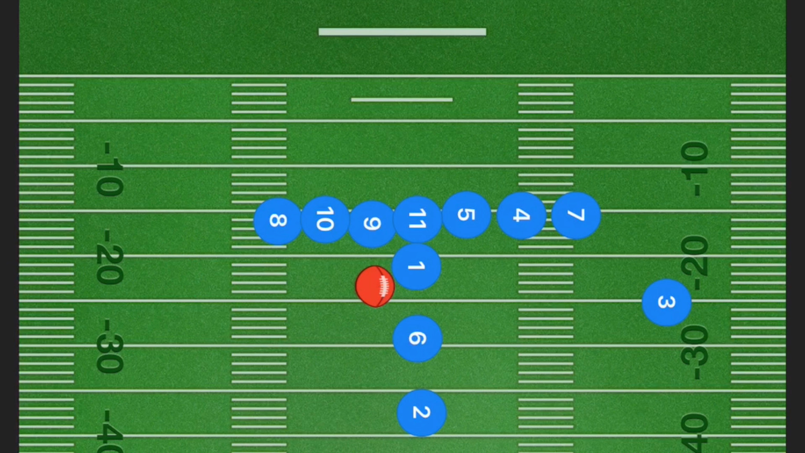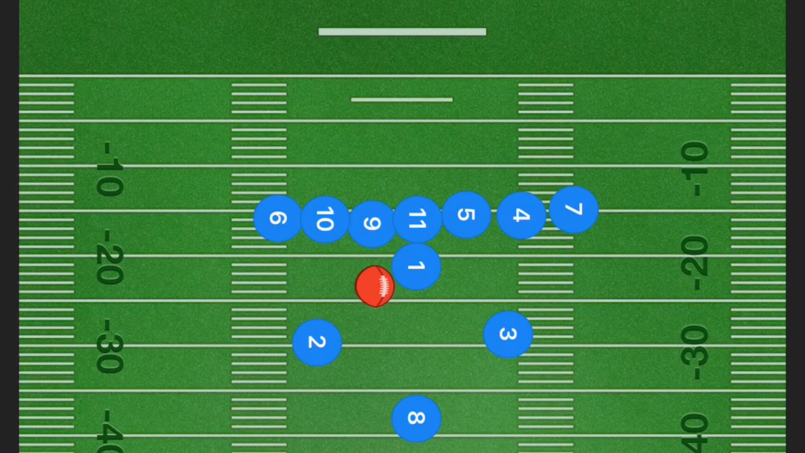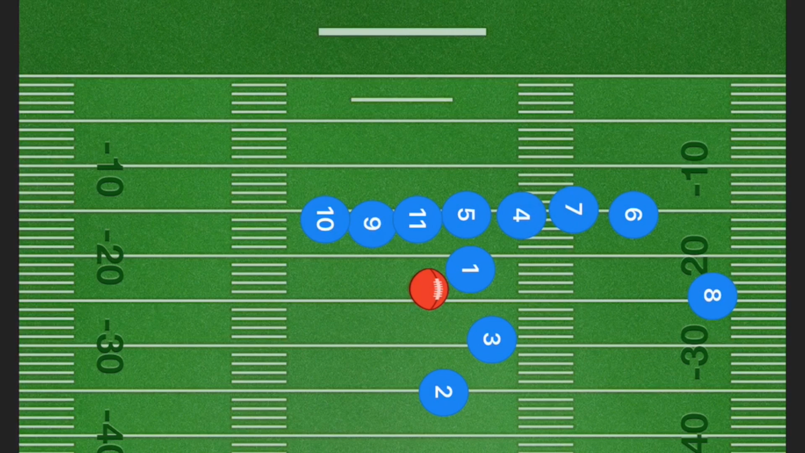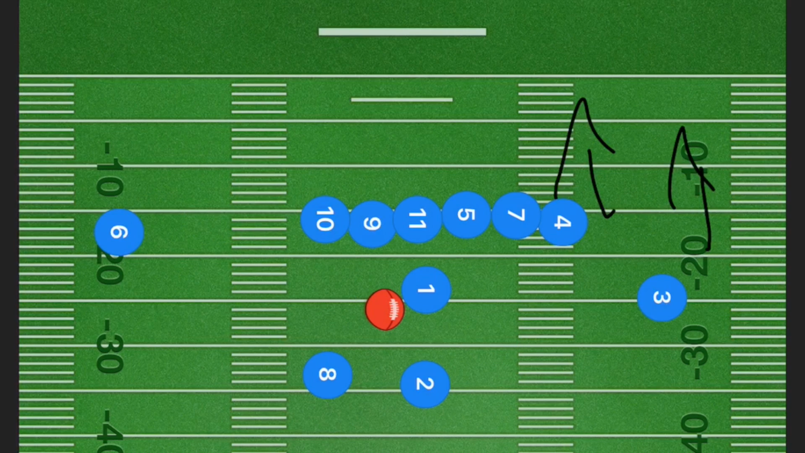The double wing. Jumbo formation. Now this is the power I formation. Now this is a shoot formation, and this is a tight wishbone. This is split backs. Now this is a pro I. Now this is a single wing play. This is a trips play. This is a wing T formation, and this is a spread offense.